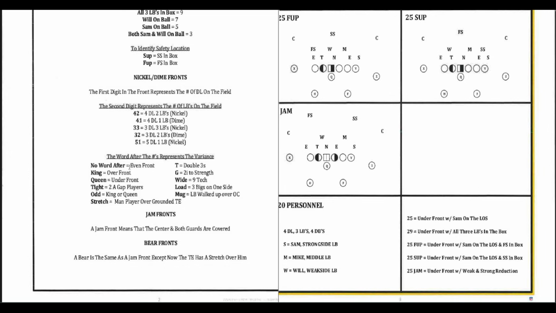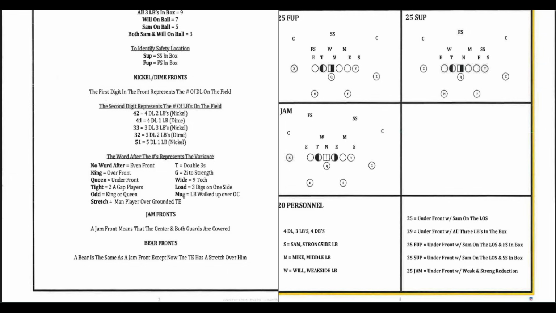If you've got no word after, it's an even front. King is an over front. Queen is an under front. Tight, odd, stretch. You've got T for double 3 techs. You have G for a 2Y to the strength. You've got wide, so your 9 techs on the outside. You've got load, 3 bigs on one side.